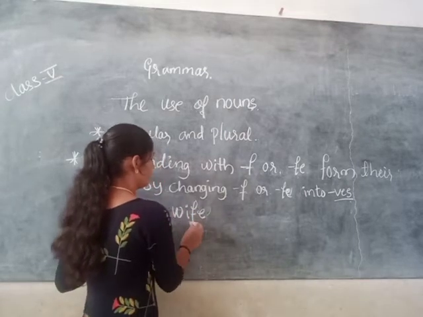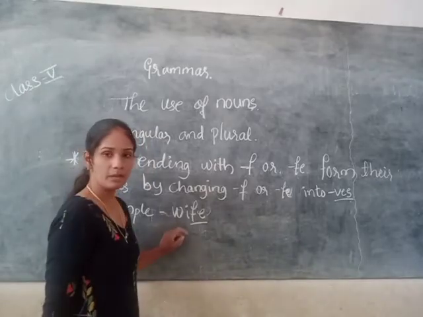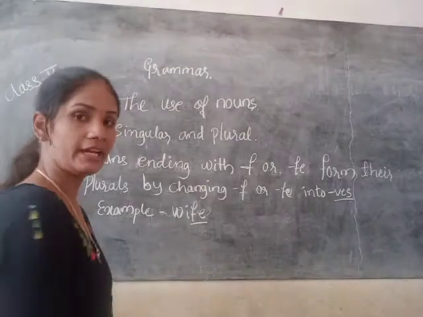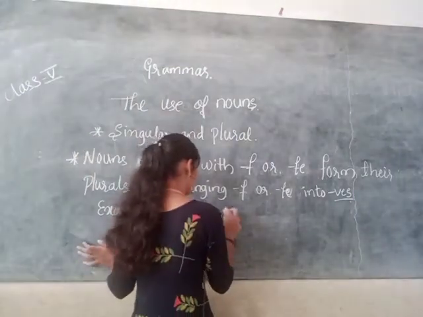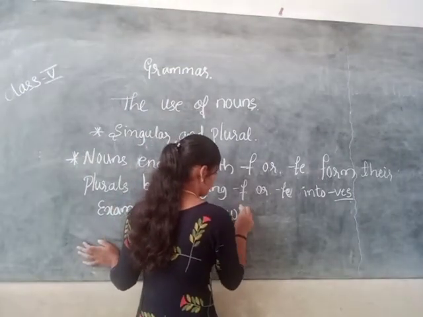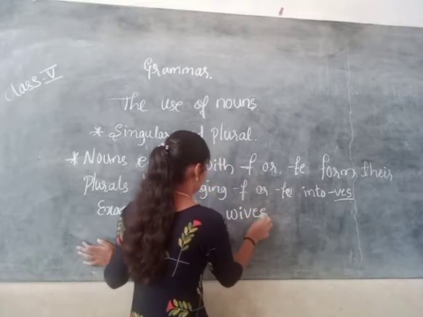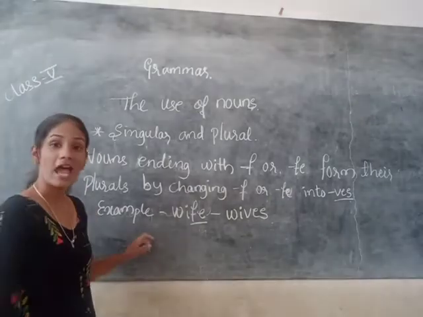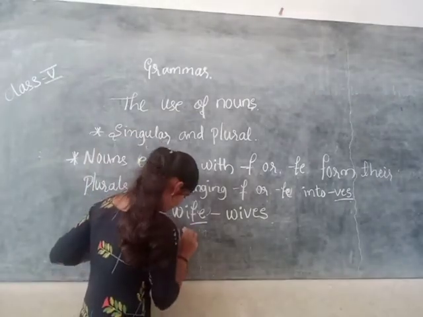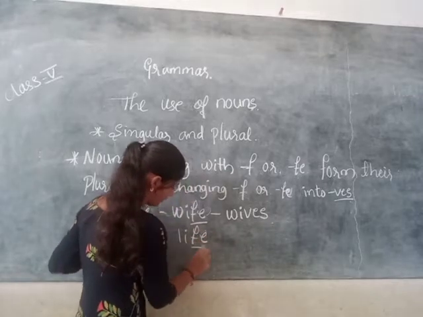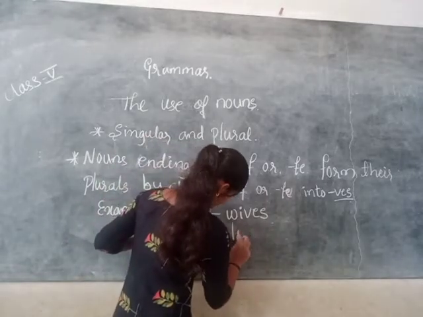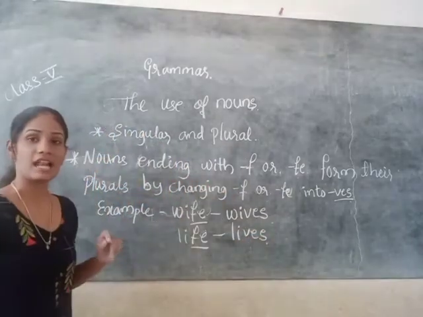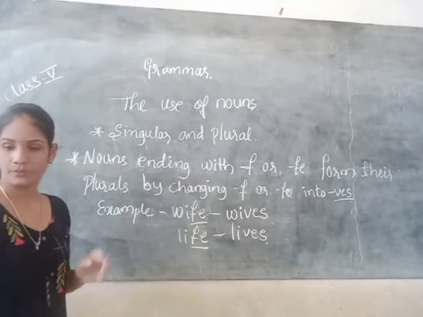While making the plural of wife, what do we do? We add V-E-S in the place of F-E. See, remove the F-E and add V-E-S. Wives. Lives. The word ends in F-E, life. Remove F-E and add V-E-S. Lives. Life, lives. Okay?